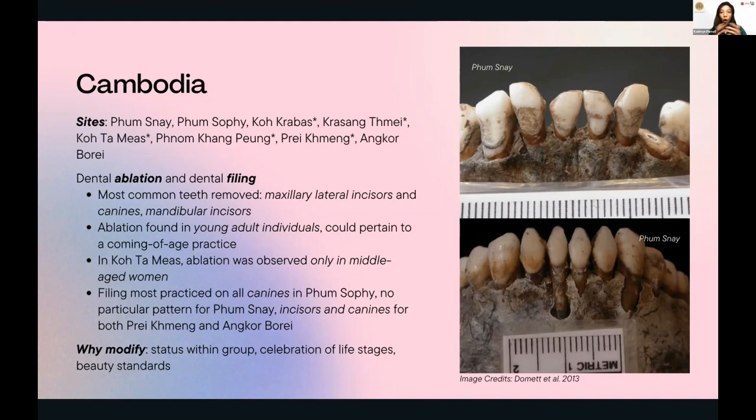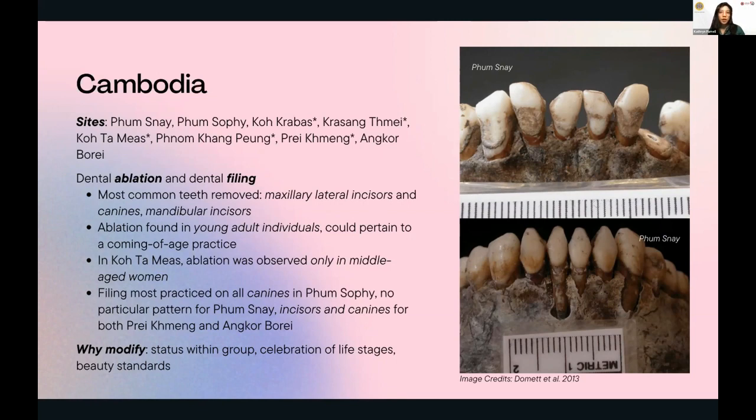Although it wasn't the case for all sites, there was an observation wherein some young adult individuals, so adolescents, had their teeth removed as well. So there is the implication that perhaps teeth ablation has a connection to welcoming adolescence or coming of age. In Kotameas, meanwhile, ablation was only observed in middle-aged women, so there's a demographic focus in terms of who was engaging in this kind of practice. In terms of filing, it was practiced among all canine teeth for Pumsofai, with no particular pattern for its counterpart, Pumsnei. For the other sites wherein filing was observed, it was present for both incisors and canines.